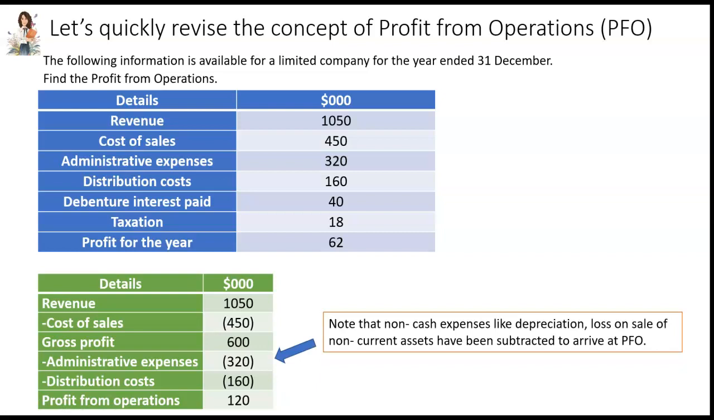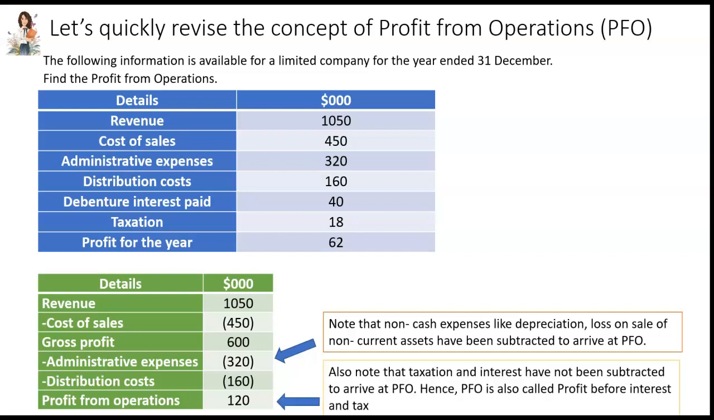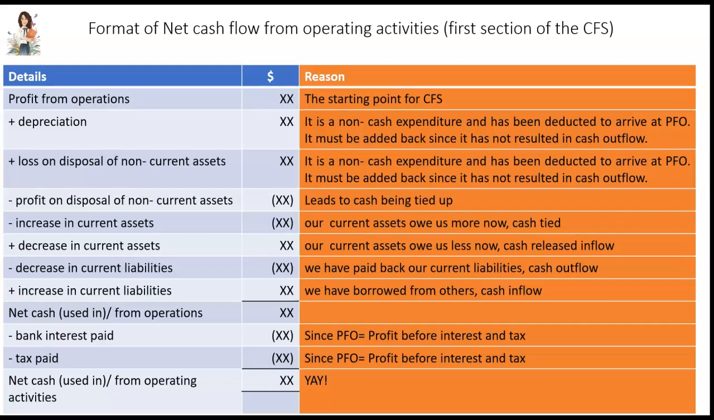Note that non-cash expenses like depreciation, loss on sale of non-current assets, provision for doubtful debts have been included in the administrative expenses and have been subtracted to arrive at the profit from operations. Also note that taxation and interest have not been subtracted to arrive at profit from operations. Hence, profit from operations is also called profit before interest and tax.